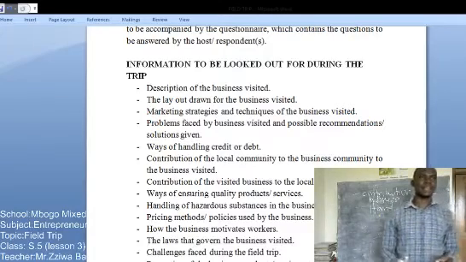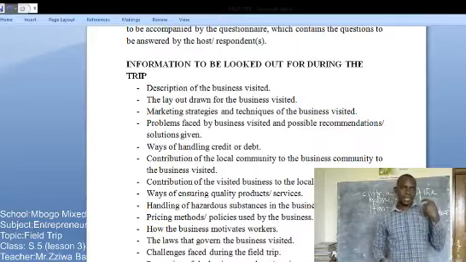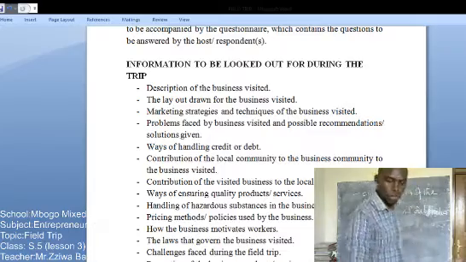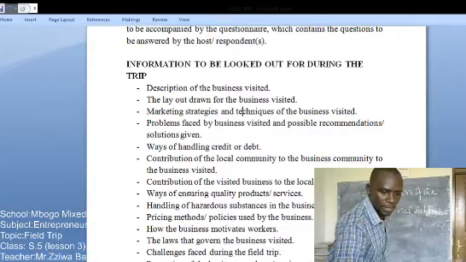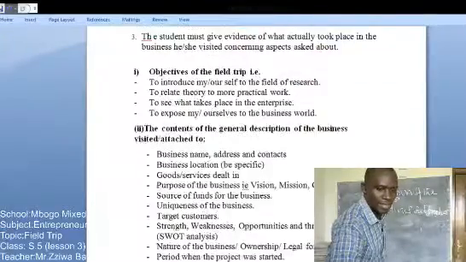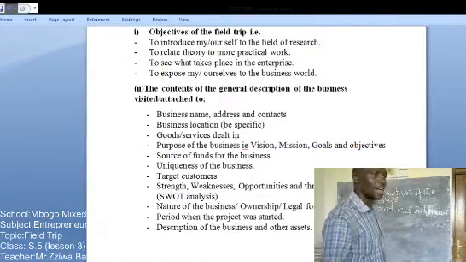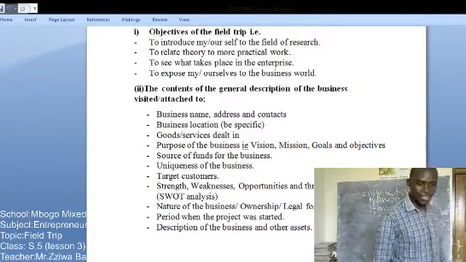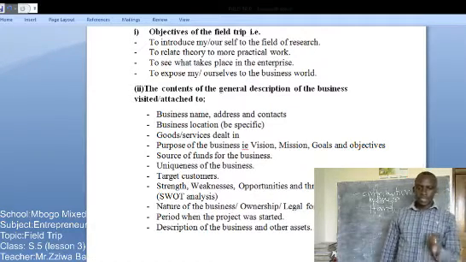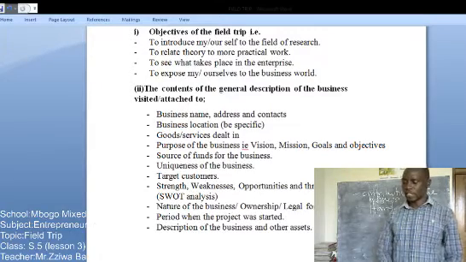So basically, that is some of the information that you can put in mind when you are on your field trip exercise. You look at each and everything concerning that given business. All right, having got the key issues to note when you are conducting field trip, please let us now start by looking at the objectives.